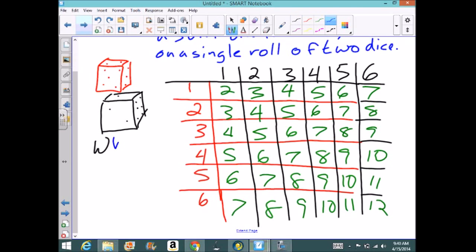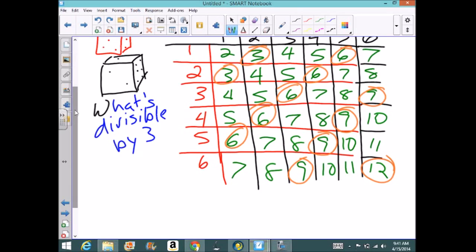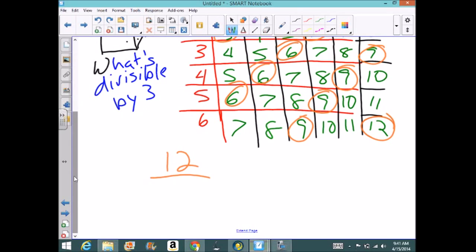And now what I'm going to do is try to figure out what's divisible by 3. So I'm going to circle 3 is divisible by 3, 6 is divisible by 3, and 9 is divisible by 3. And so if I add all those up, I get 12 out of the total number of outcomes, which is 36, which reduces down to 1 out of 3. So the probability of me rolling a number that is divisible by 3 is 1 out of 3.